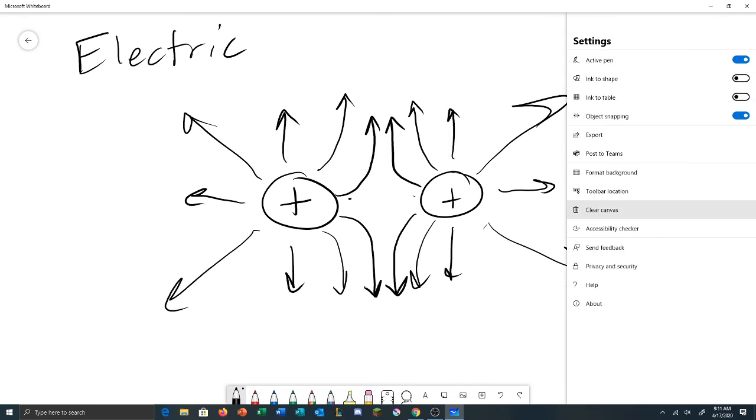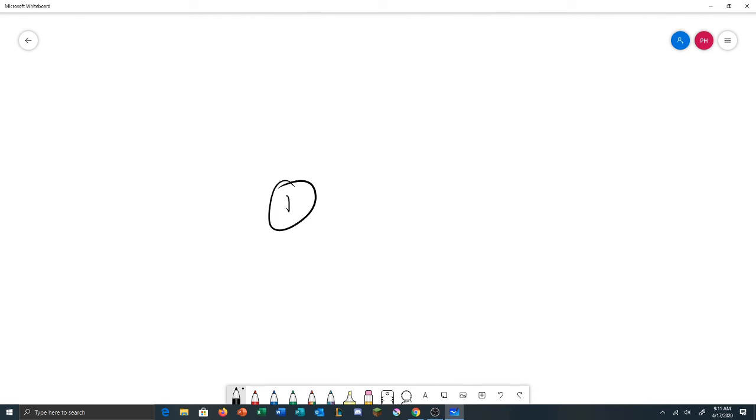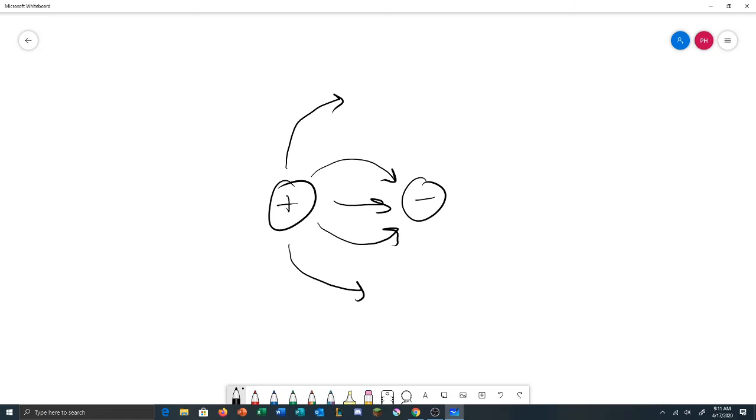Now, if you were to change this and turn it into a positive and a negative, it would look like this. All of the positives are going to try to go around to the negative, and all of the negatives are going to come from around the positive. So while positive pushes away, negative and positive, they pull towards each other. It goes down towards. The positive wants to be pulled to the negative.